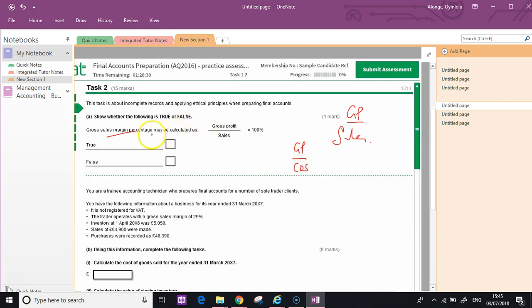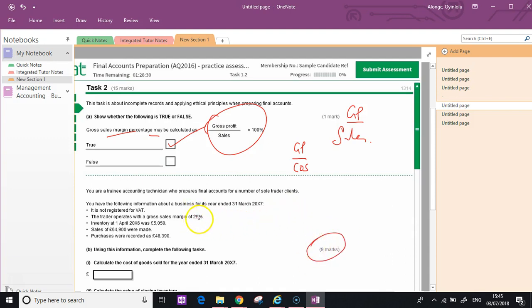So here, gross profit margin percentage can be calculated as gross profit over sales times 100%. Yep, 100%. That is true. Okay, great. So what's happening here? Again, I think this is for 9 marks. I think this is a great question. What are they telling you?